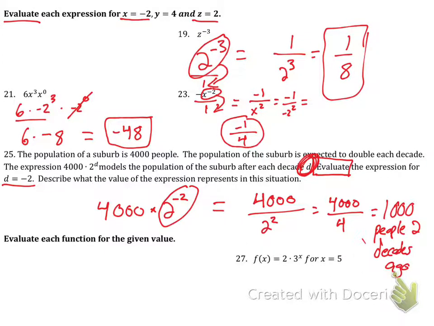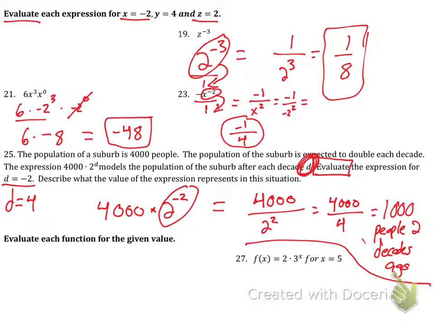Now, if, for example, I said d was equal to 4, and I plugged that in and found the answer, that would be like saying 4 decades into the future. But since we have a negative number, it's 2 decades into the past. All right.